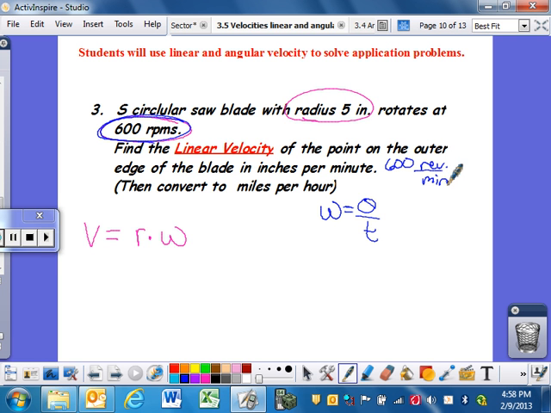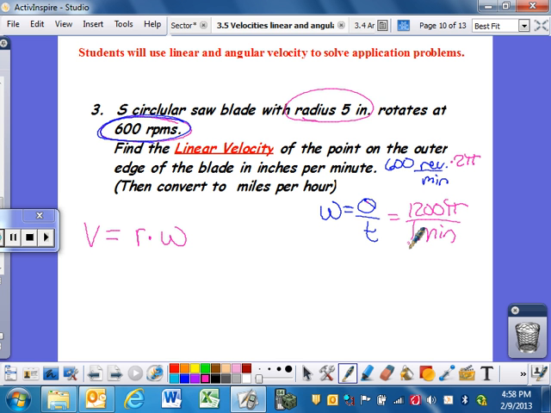So I have the time, but I don't have radians on top. I have revolutions. How did I figure that out on the last problem? I need to multiply by 2 pi to figure it out in radians. So 600 times 2 pi is 1200 pi per 1 minute. Okay, so that ends up being our angular velocity.